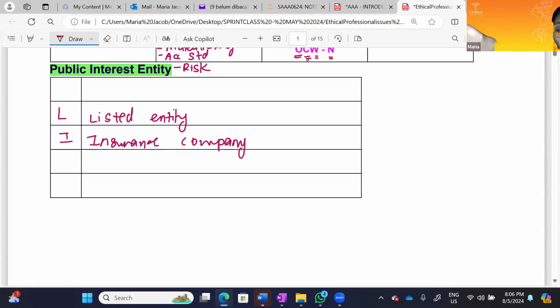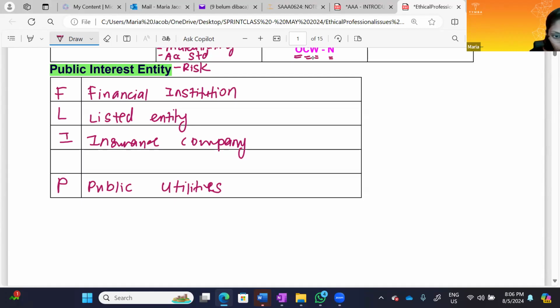Okay. Financial institution. Yes, public utility. Okay, P is... okay. One more. One more is M. M is companies which have many share stakeholders.